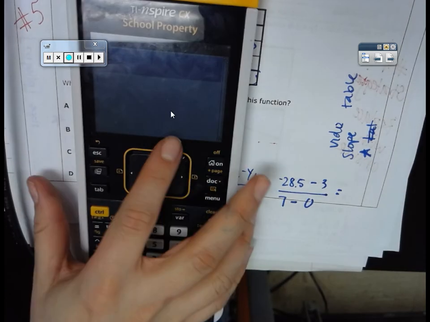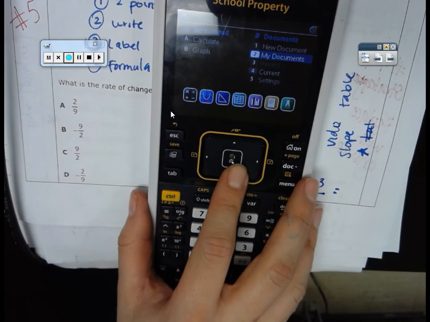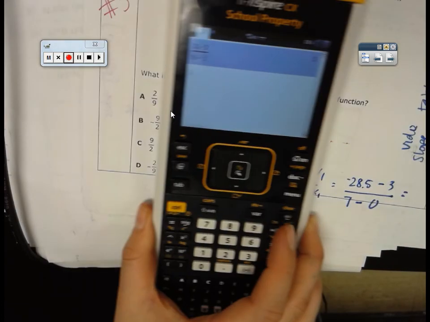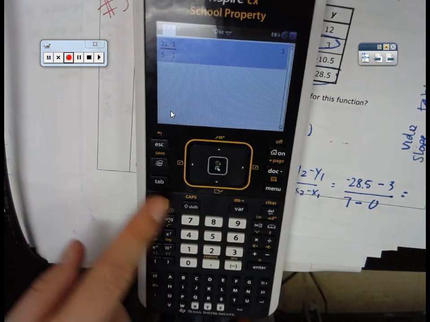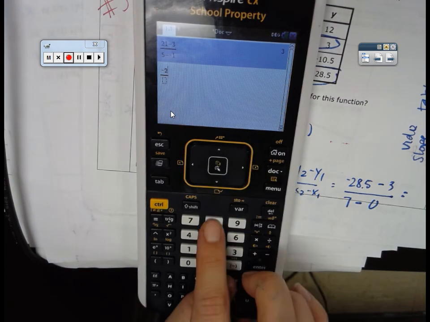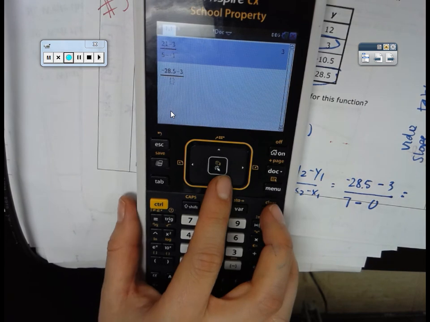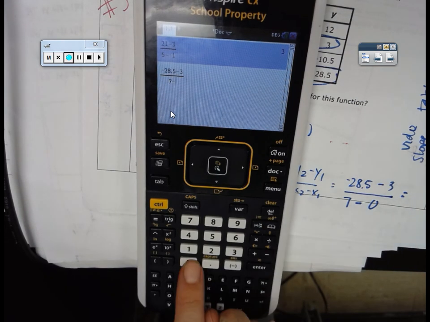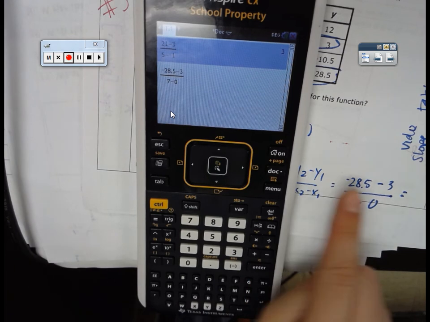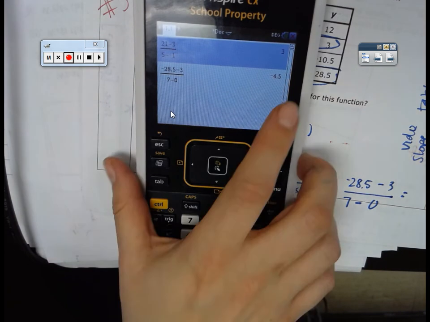So I'm going to put that in the calculator. So again, I can use the same document that I'm on. You press home and you want to go to the one that you're at, you press current. Alright, so let's type this in here. Control, divide, type that in here. So negative 28.5 minus 3 over 7 minus 0. Okay? Same thing here, same thing there.